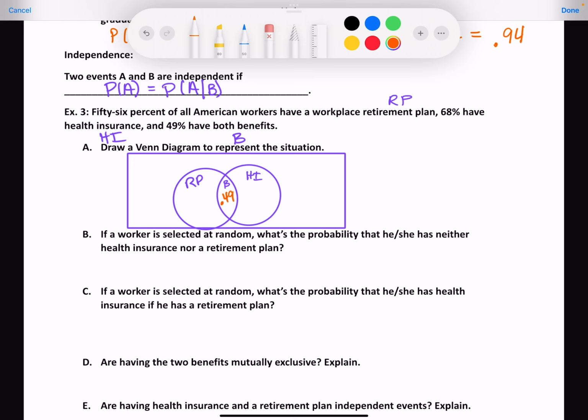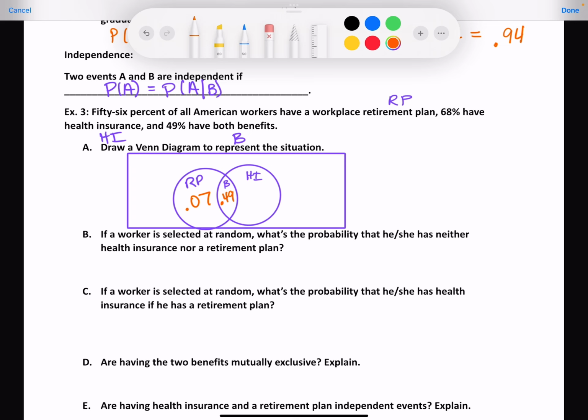Wait, 0.56 minus 0.49 is 0.07. Okay, so 0.56 minus 0.49 is 0.07.